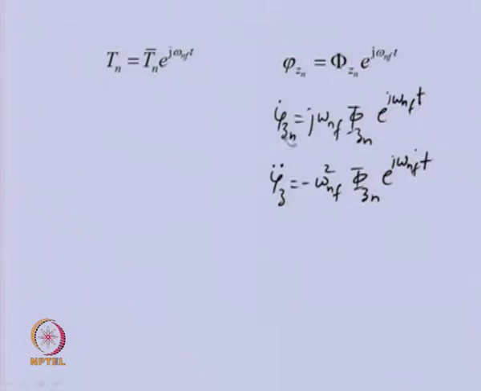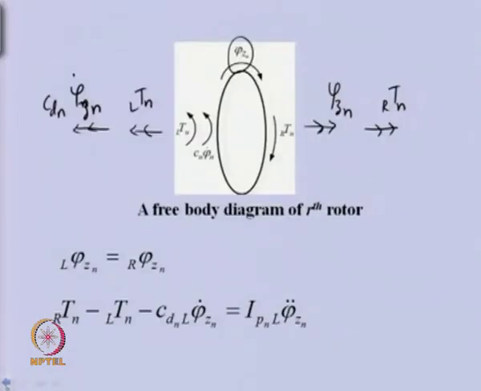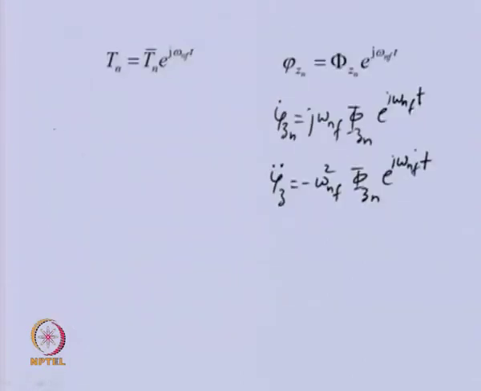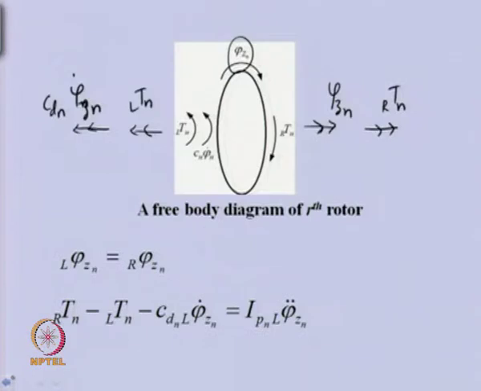So, these expressions we can substitute in the previous equation. If we substitute, you can see that the first term, because it does not contain any derivatives, will be of the same form. Only thing, this will now contain complex displacements.